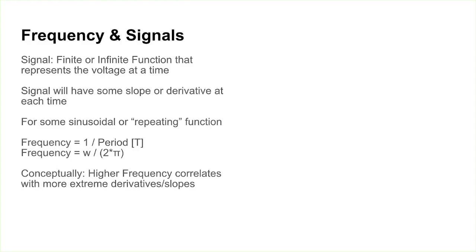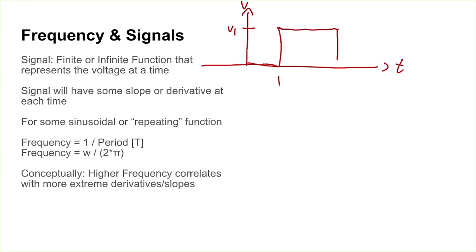So frequency and signals. Let's define a signal. A signal is a finite or an infinite signal that represents our voltage in time, right? So if we look at our y-axis, we can define it as voltage. Our x-axis is our time. You could simulate a switch turning on and off as the voltage, say, V1. Our switch going high at 1 second, right? And then low at 2 seconds, which means our switch was on for 1 second, right? This is what we would define as a finite function, right?